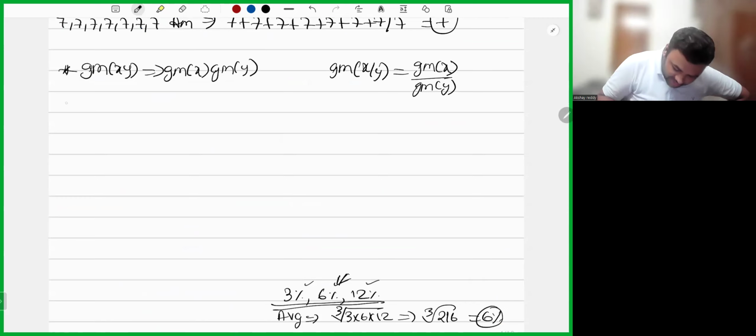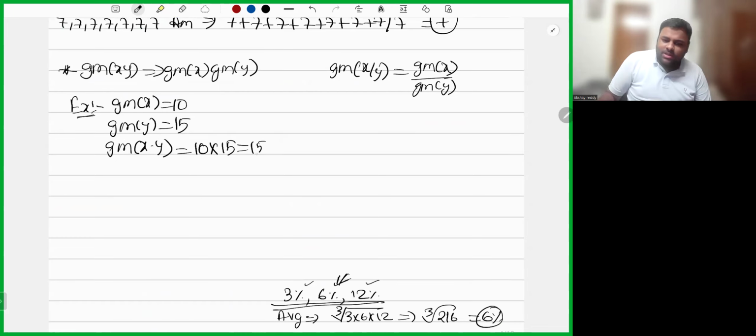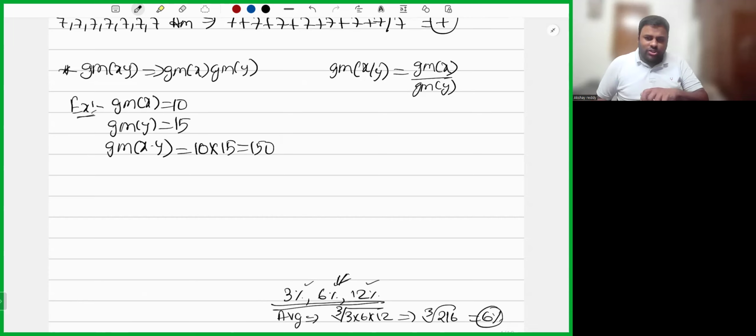Like, for example, in the examination he'll ask you like this. This is one question in your ICAI material, and even in the exercise you'll find this question. He'll tell you the geometric mean of X is 10 and the geometric mean of Y is 15. He'll ask what is the geometric mean of X into Y. It'll simply be 10 into 15, which is 150. In options, he'll give you log 10, log 15, log 150, and 150. You have to select 150. So I hope the concept of GM is clear.